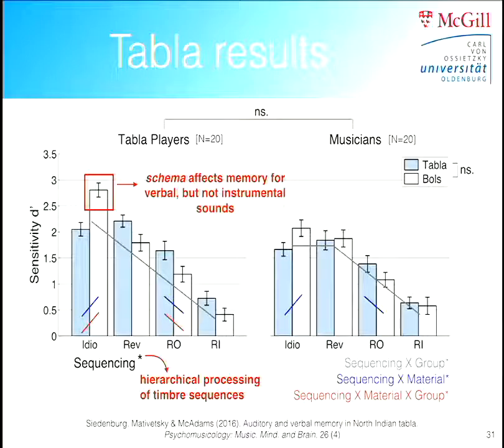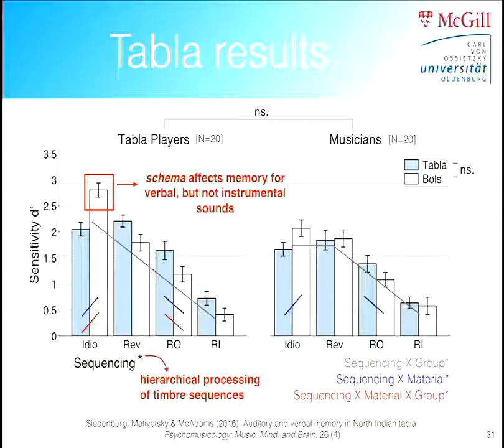And then there are a whole lot of interactions. So sequencing interacts with group, sequencing interacts with material, and importantly, we interpret these two interactions as being driven by this three-way interaction of the sequence, material, and group factors, which means the schema, the idiomatic nature of the sequence, affects the memory for the verbal material, but not for the instrumental material. And otherwise, there's no big difference between the verbal and the instrumental material.